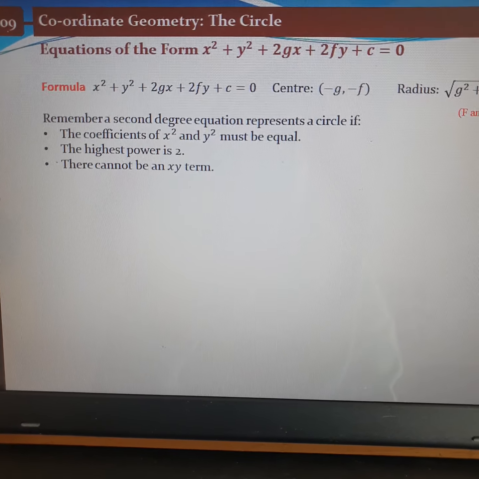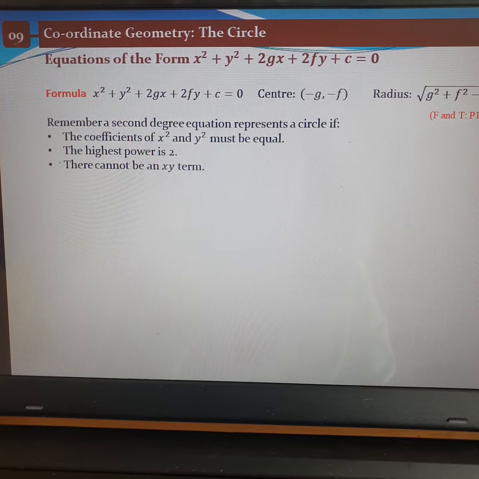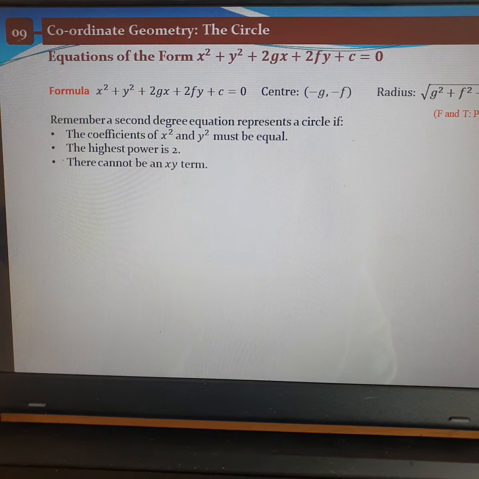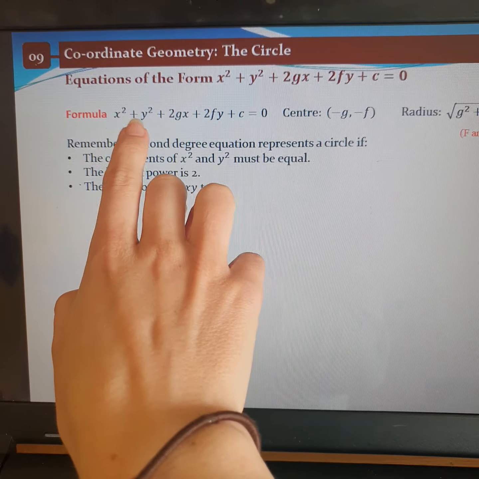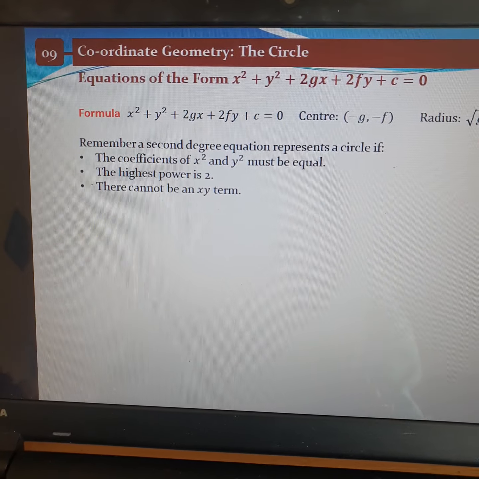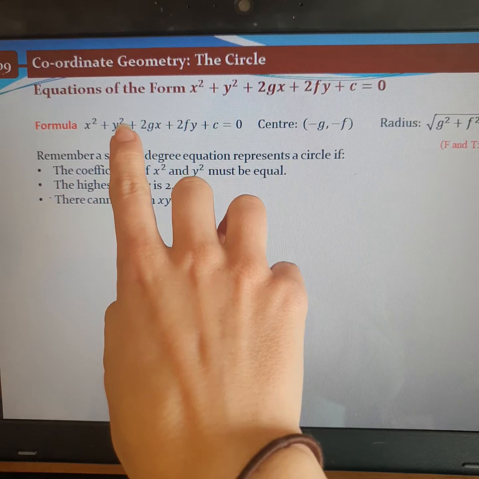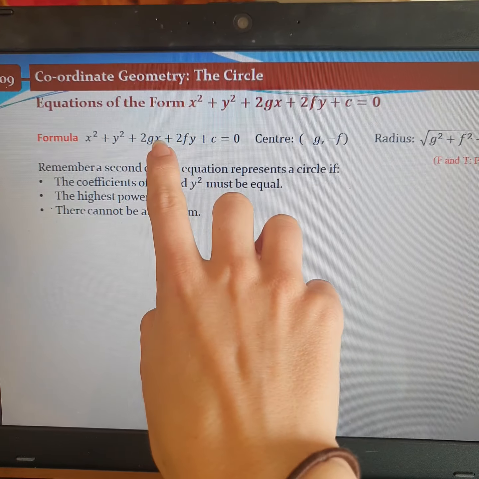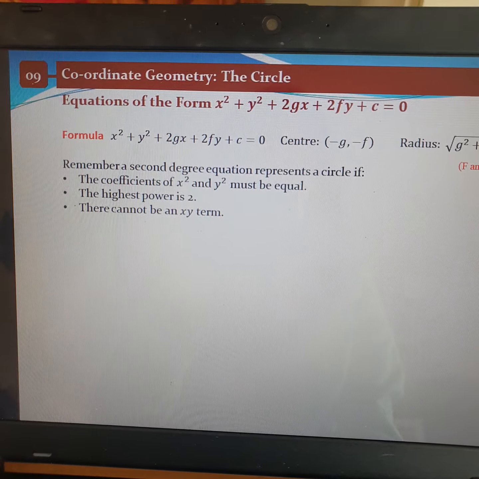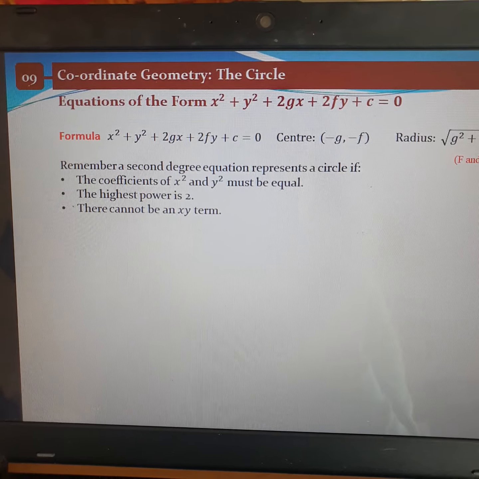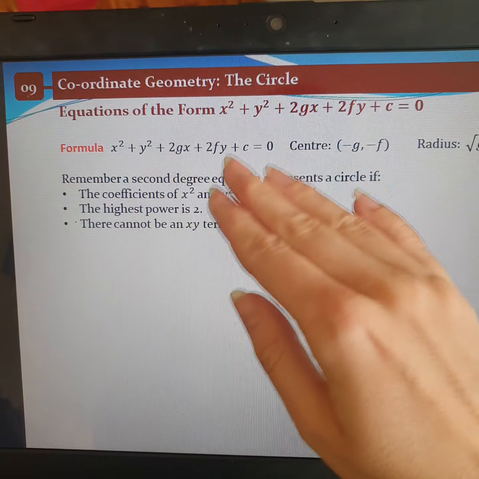As I've pointed out here, and I want you to take down all of this slide, remember, the second degree equation represents a circle if the coefficients of x squared and y squared are equal. Look at the coefficients here. They're equal, aren't they? 1 in front of each. The highest power is 2. The power of x here is 1, the power of y here is 1, and there cannot be an xy term. So you can only use the second degree equation if all of those criteria are met, okay?